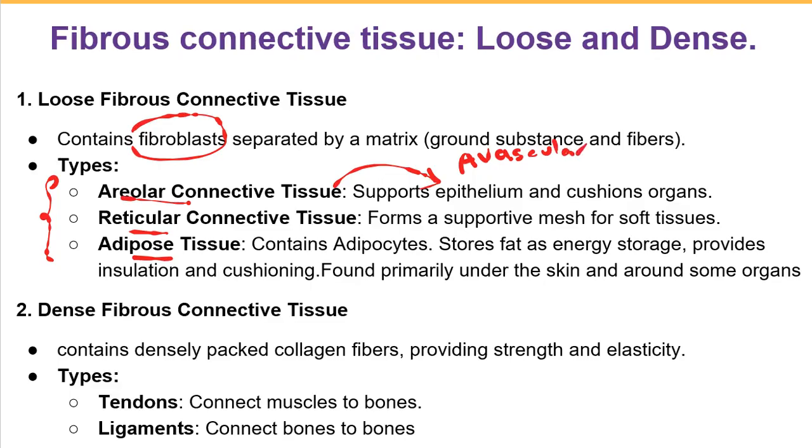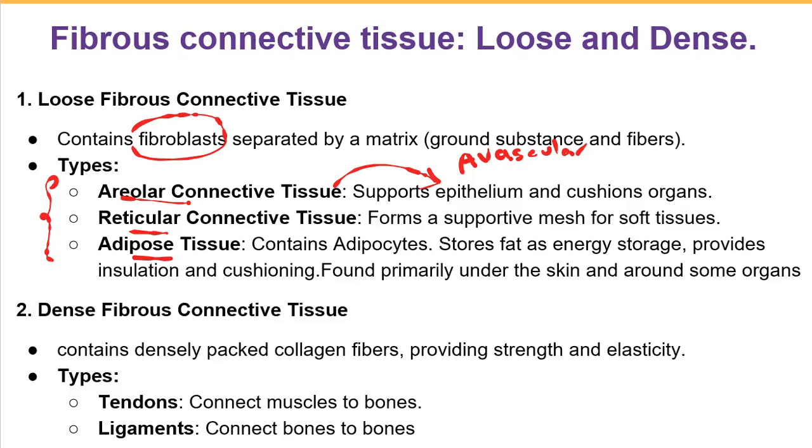So areolar connective tissue is always going to be found under the epithelium, supporting the epithelium, and it can also be found around the organs. Reticular connective tissue, because it has many reticular fibers, is going to form a supportive mesh for soft tissues.